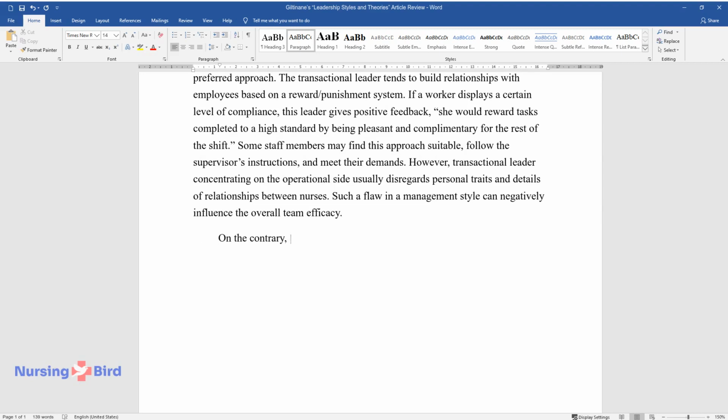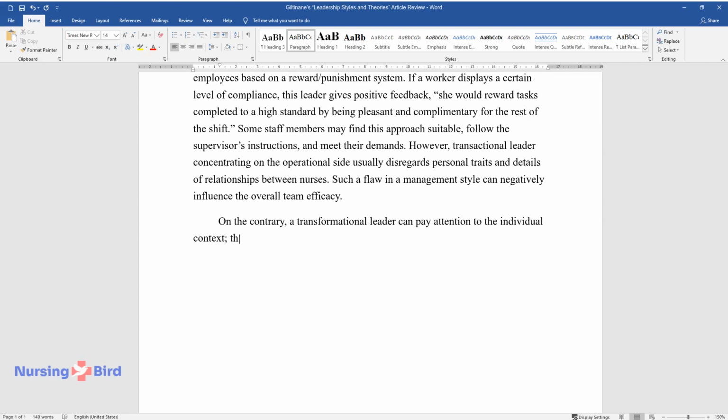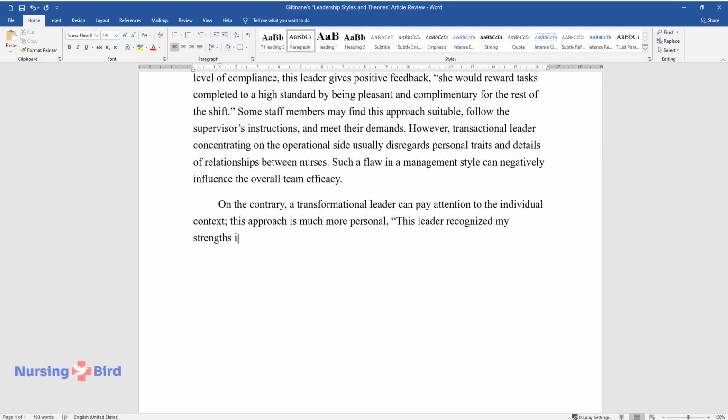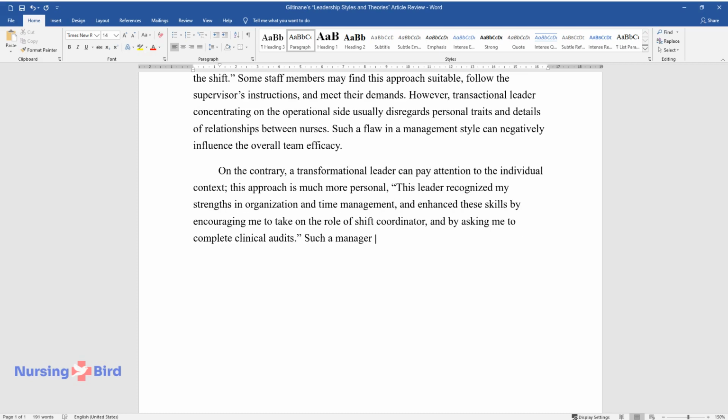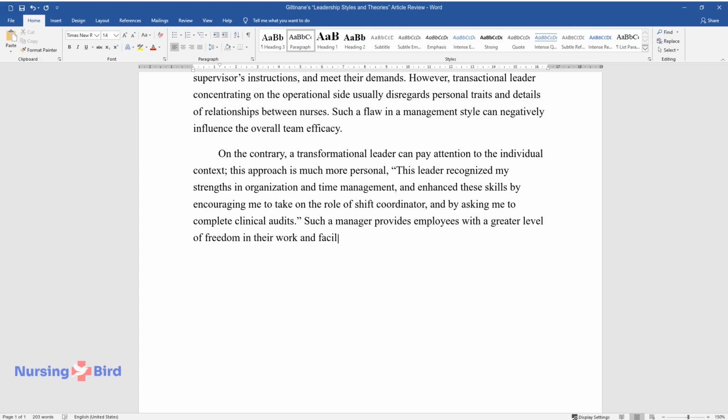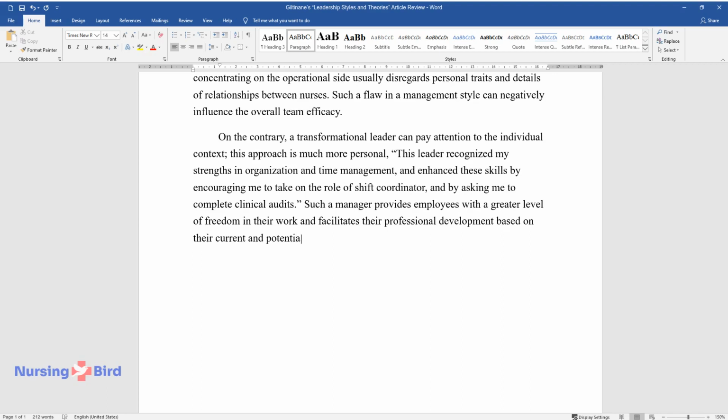On the contrary, a transformational leader can pay attention to the individual context. This approach is much more personal. This leader recognized my strengths in organization and time management, and enhanced these skills by encouraging me to take on the role of shift coordinator, and by asking me to complete clinical audits. Such a manager provides employees with a greater level of freedom in their work and facilitates their professional development based on their current and potential capabilities.